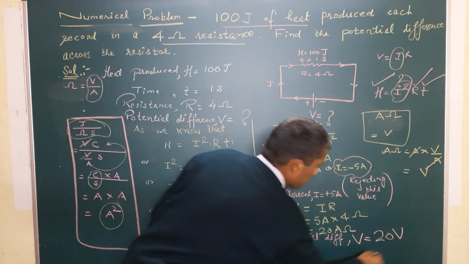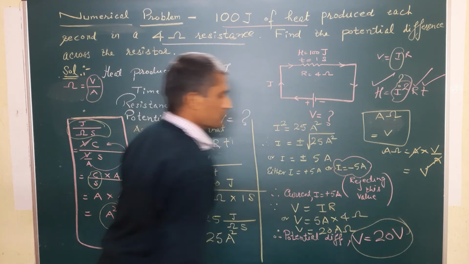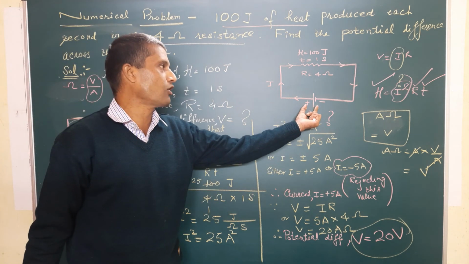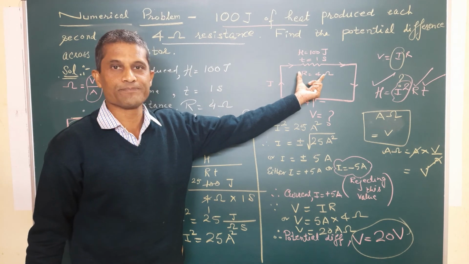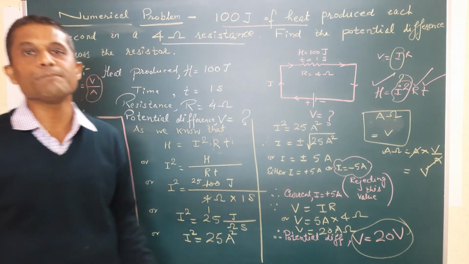So there you are, potential difference V is equal to 20 volt, which is acting over here across the ends of the 4 ohm resistance. And that's all about this numerical problem. That's it here.